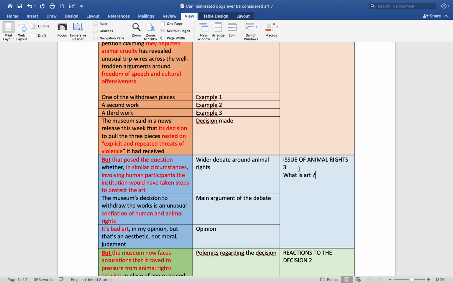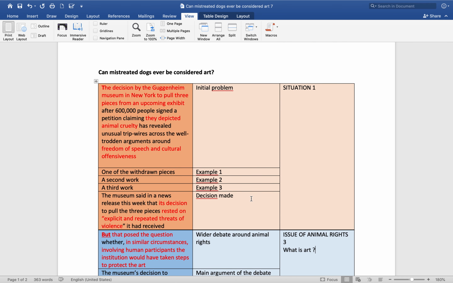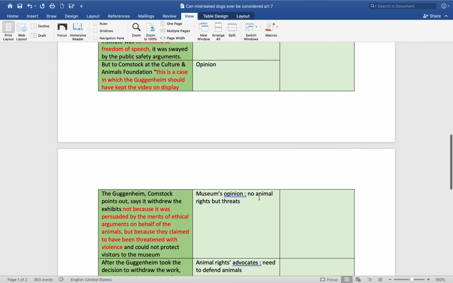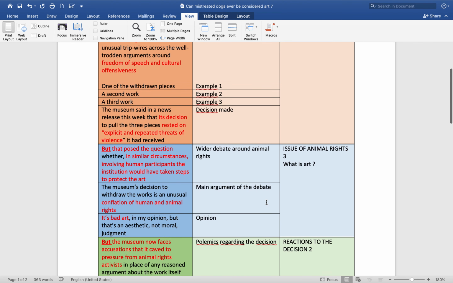Okay, so if you want to create this transition, it's much better to finish with the stronger element, because to be quite honest, when you describe a situation, this is very commonplace. A decision was made because there was a polemic. People reacted, they were either in favor or not, they thought that it was right, that it was wrong. But now if we elevate the debate, this is why this article becomes interesting, because it raises the issue of animal rights and it raises the issue of what art is. And that's how you construct a plan.